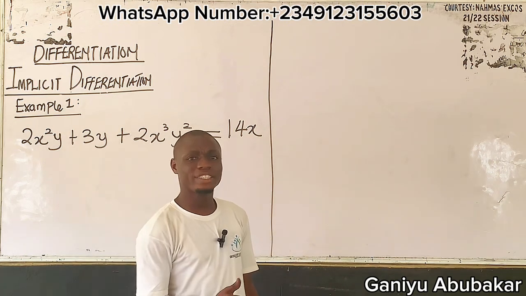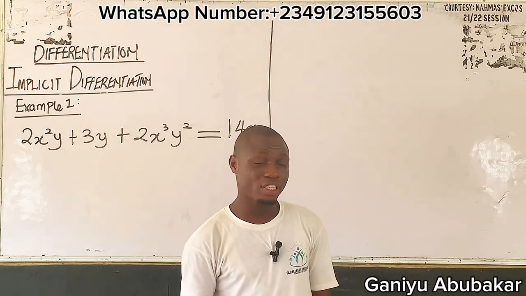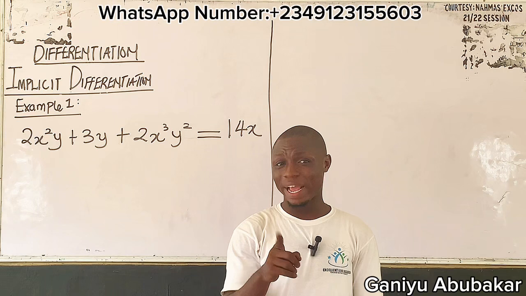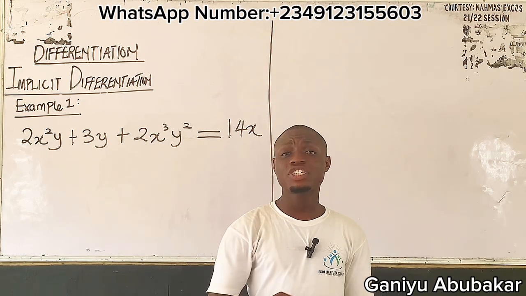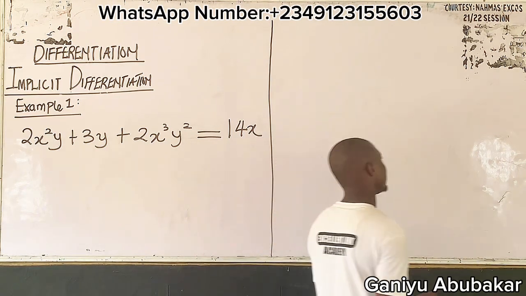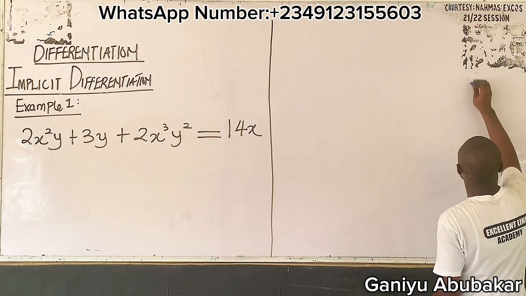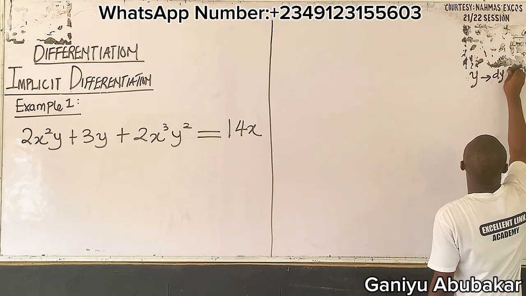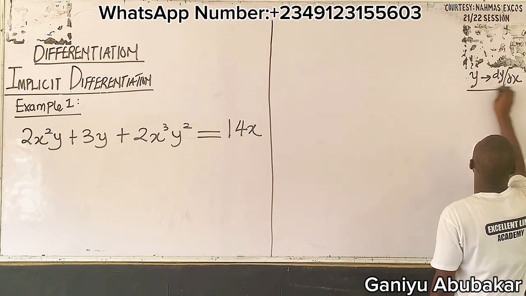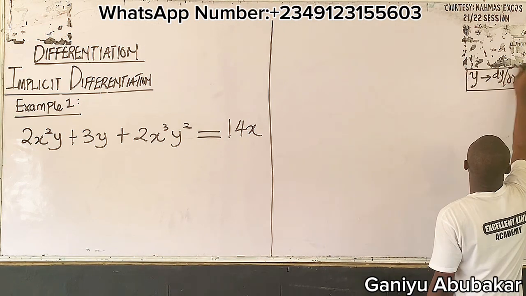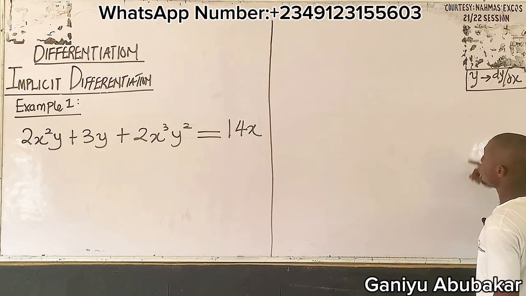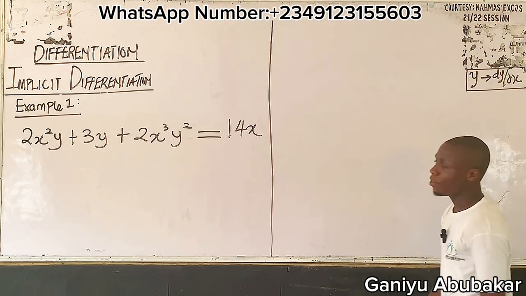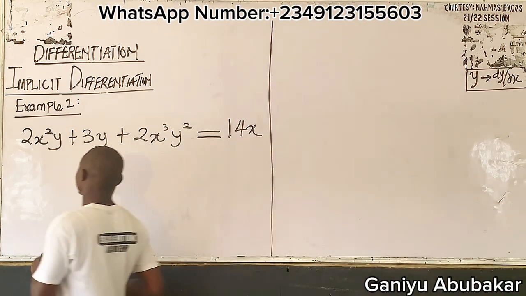Note this is very important. Whenever you differentiate y, you must attach dy over dx to it. Whenever you differentiate y, you must attach what? dy over dx to it. That's the condition. Whenever you differentiate y, attach dy over dx to it. That's the key. Alright, let's start with this, please.